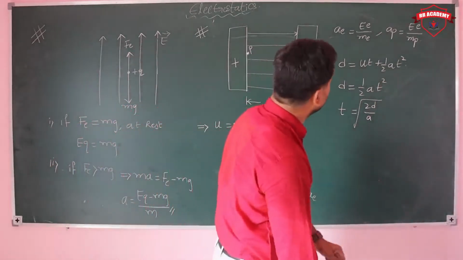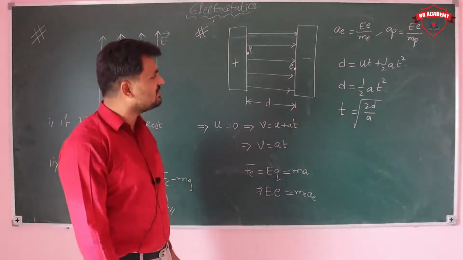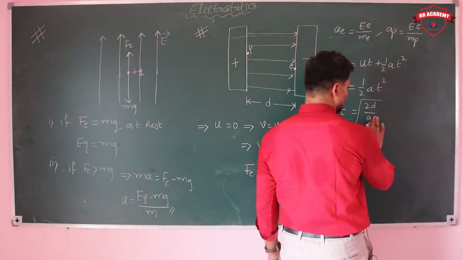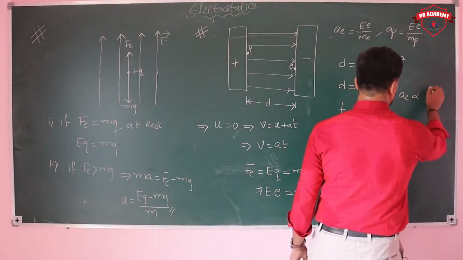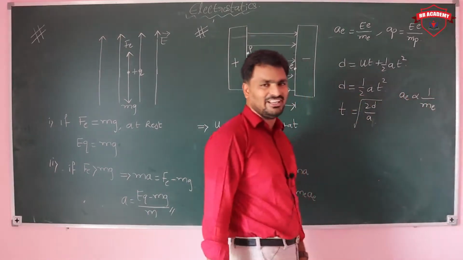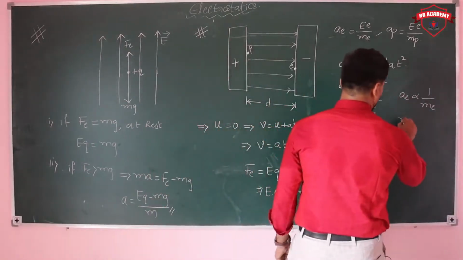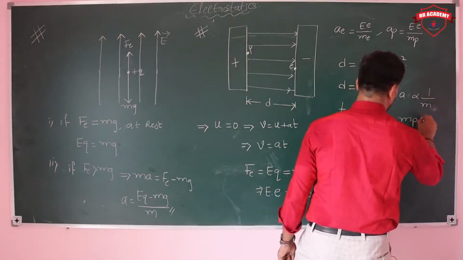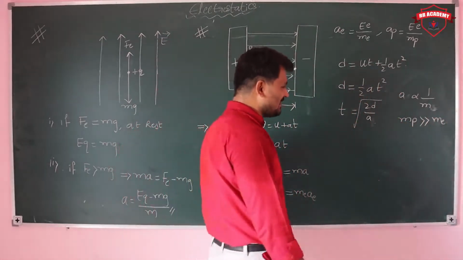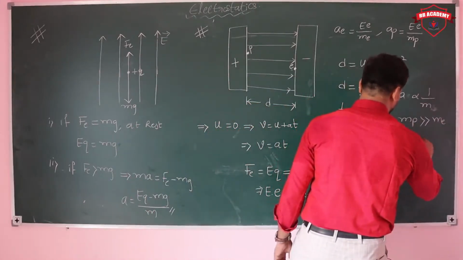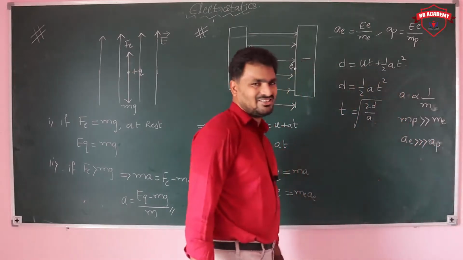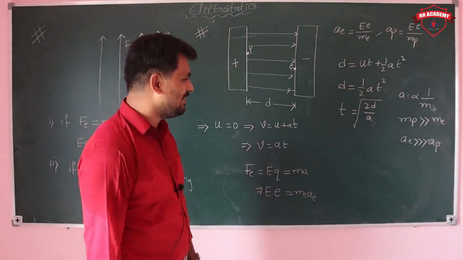See one thing here: acceleration is inversely proportional to mass. Which one has more mass? That one has less acceleration. We know that the mass of the proton is greater than the mass of the electron. That means the acceleration of the electron is greater than the acceleration of the proton.